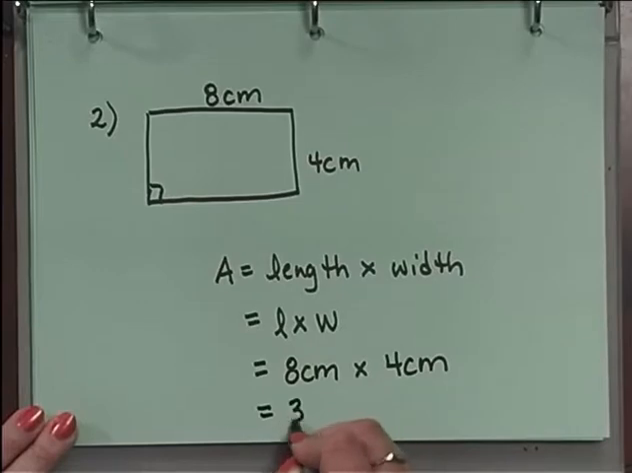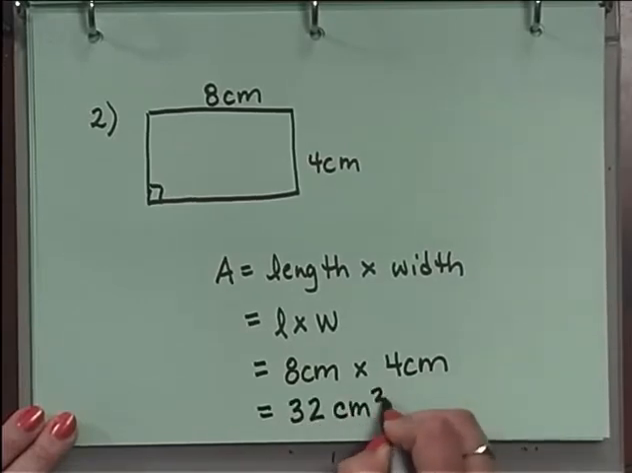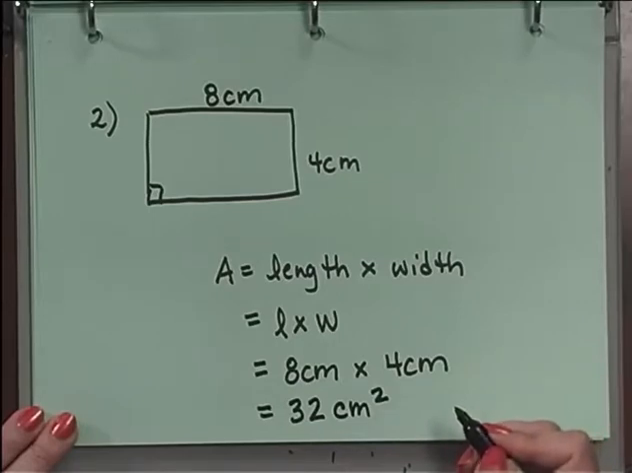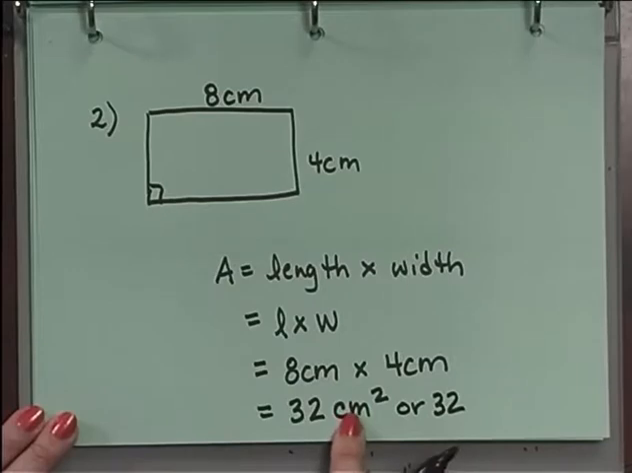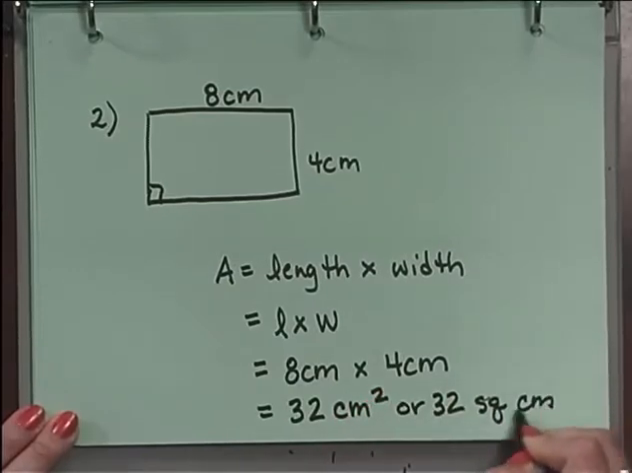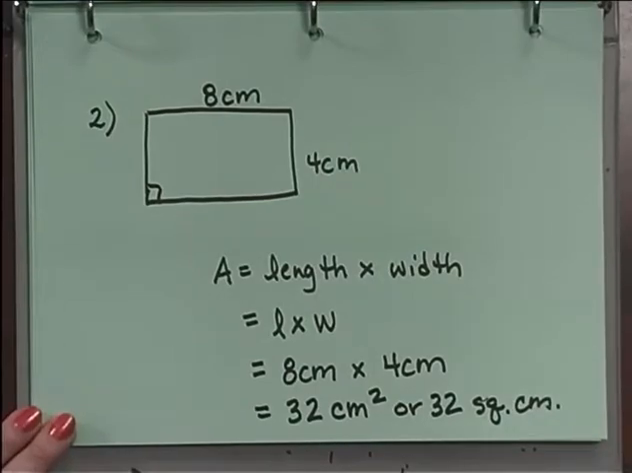So 4 times 8 rather is 32. So this is 32 square centimeters would be the area. And you could either write this as 32 centimeters with a 2 beside it, or 32 square centimeters. And either way would be correct.